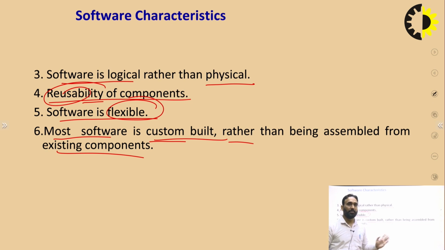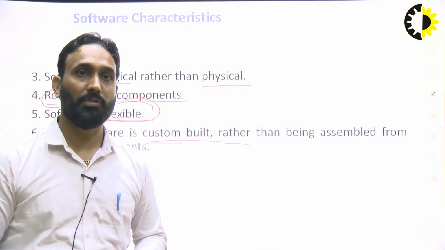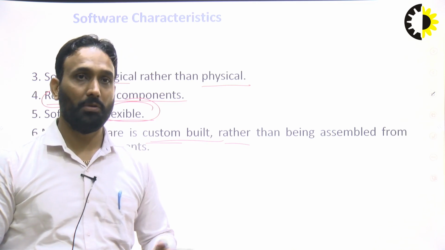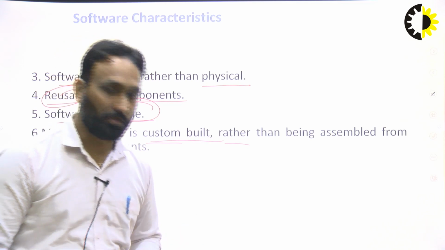So it is very important to understand the difference between the conventional engineering method and the software engineering method. I hope it is very clear to all of you about the introduction to software engineering along with software characteristics. We will meet in the next video lecture in which we will discuss the different software development models. So it will cover how to develop software.